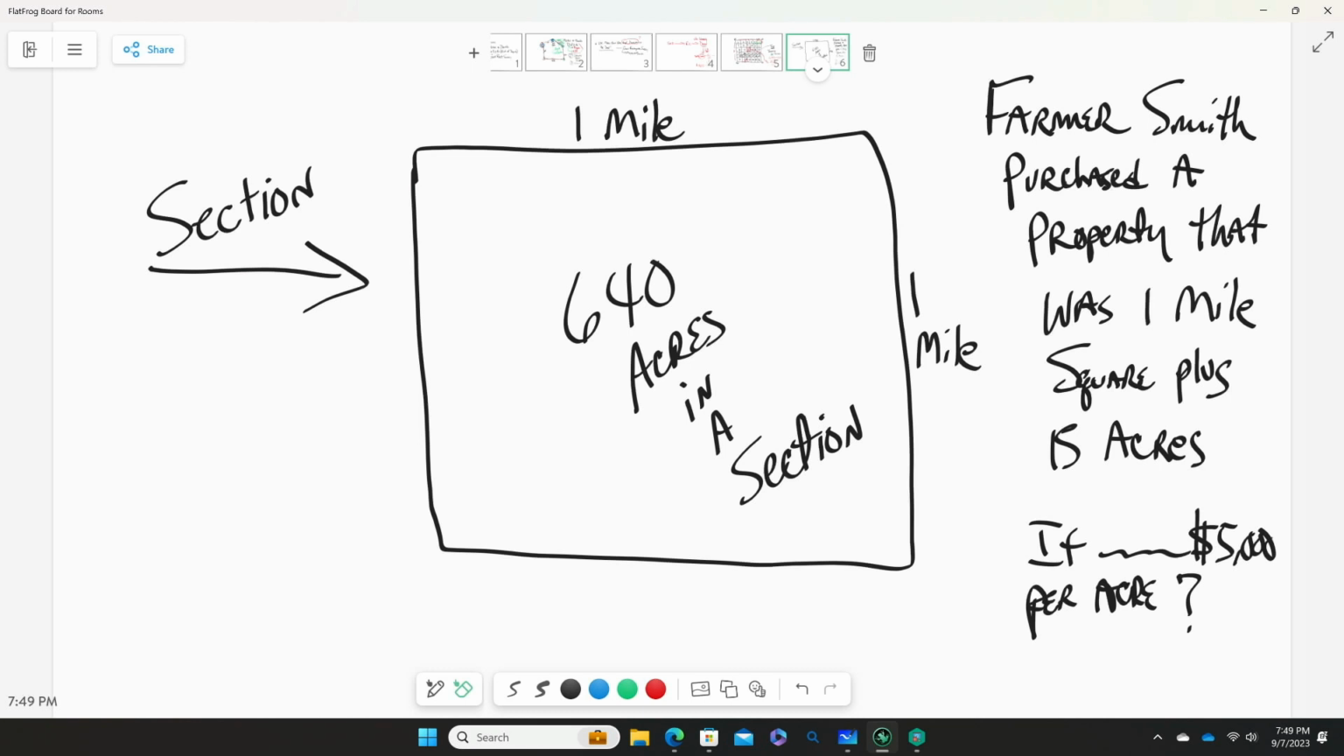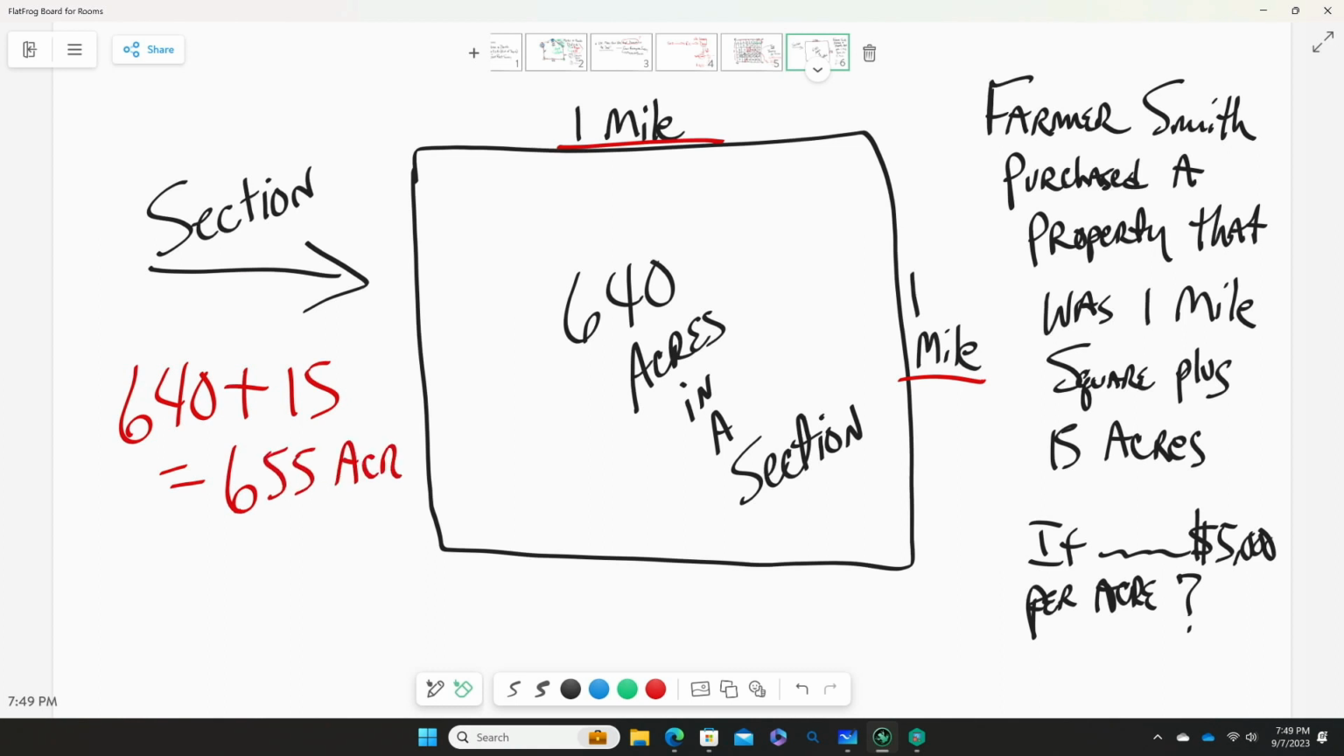Now, when you first look at that, it kind of freaks you out a little bit: 1 mile square plus 15 acres. Well, it's very easy because 1 mile square is 640 acres. So Farmer Smith actually purchased 640 acres plus 15 acres, which is 655 acres. And if we multiply that times $5,000 per acre, then the answer would be 655 times 5,000, which is $3,275,000.